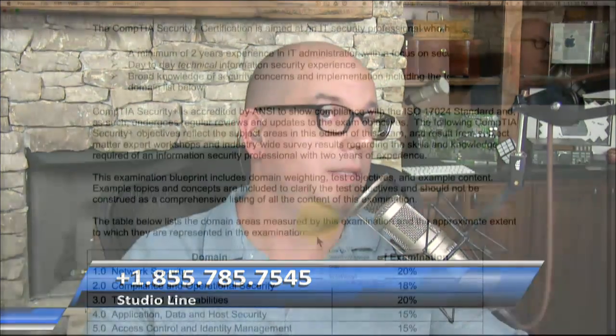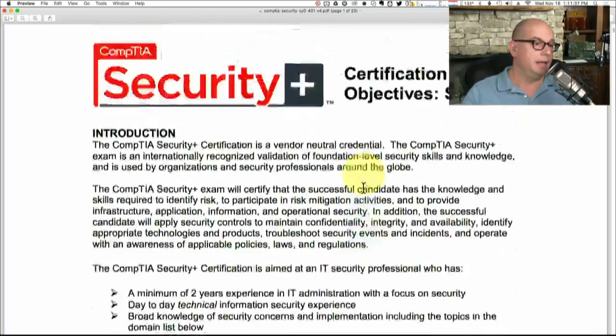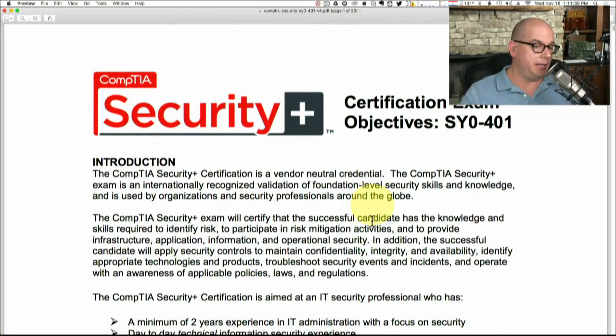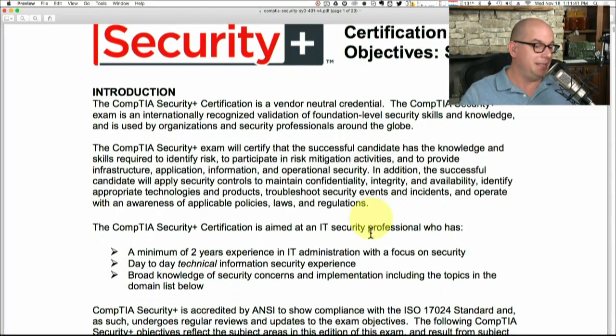Let me flip over to my Security Plus exam objectives and show you. That's one thing I definitely want to show you, is the exam objectives. Let's have a look at these. Flip this up on the screen so you can see it. Here's my SY0-401 exam objectives.